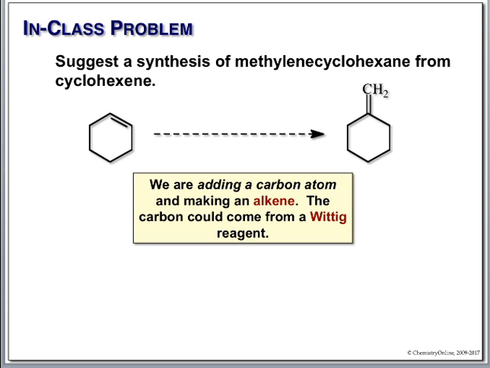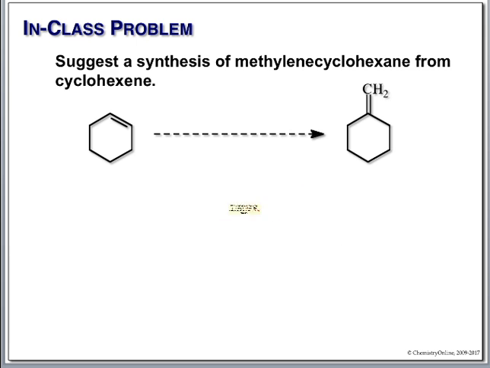So what's the corresponding carbonyl? Well, this used to be an oxygen, right? And what's our Wittig reagent? It's this stuff, CH2 triphenylphosphorane. There we go. Now we've added the extra carbon. So our new synthetic problem is, how do we go from cyclohexene to cyclohexanone?